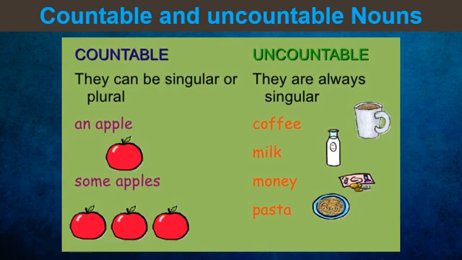So let's look at this picture and identify the countable and uncountable nouns. Countable means, look here, read this with me. We have here countable, and we will talk about uncountable. Let's see the countable first. Read this with me. They can be singular or plural.